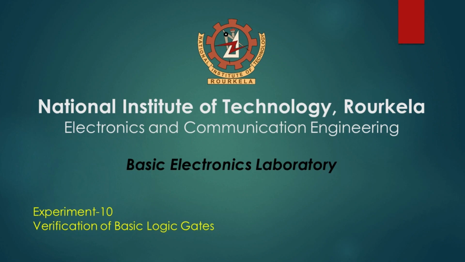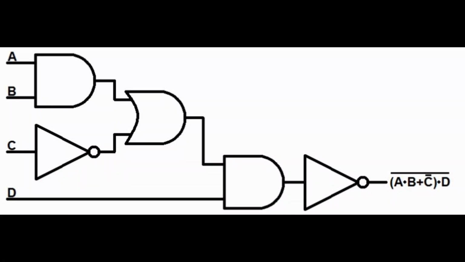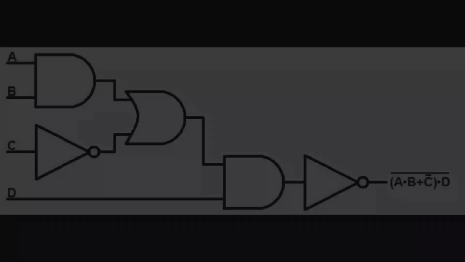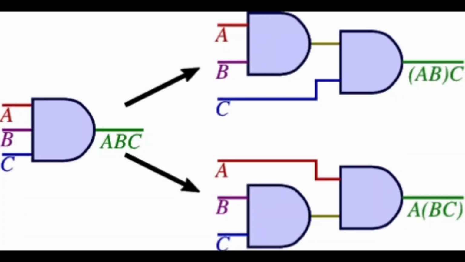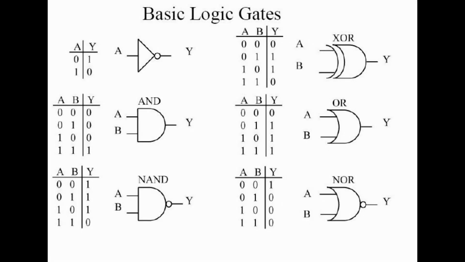Our today's experiment is verification of basic logic gates. A digital logic gate is an electronic circuit which makes logic decisions based on the combination of digital signals present on its inputs. And these digital logic gates can have more than one input, inputs A, B, C, D, etc., but only one output. Today we will be verifying 6 logic gates: AND, OR, NOT, NAND, NOR and XOR.